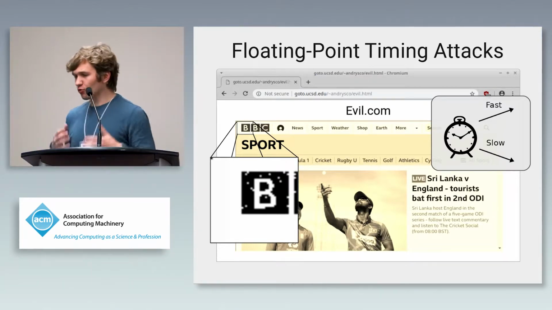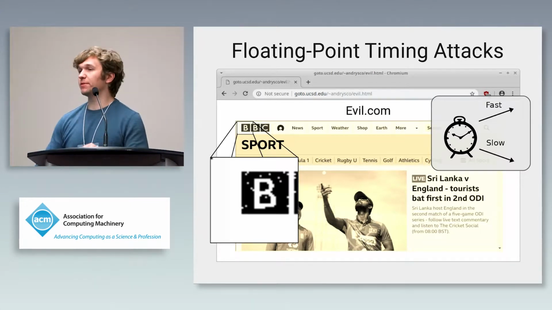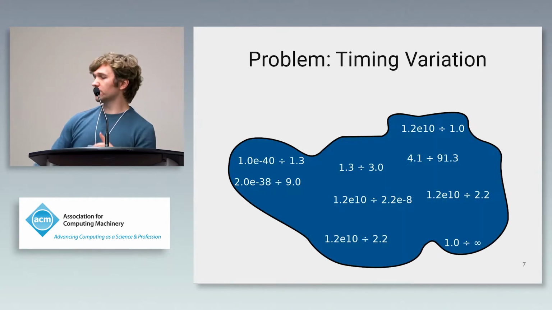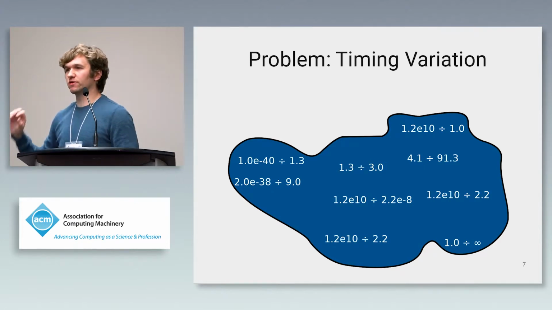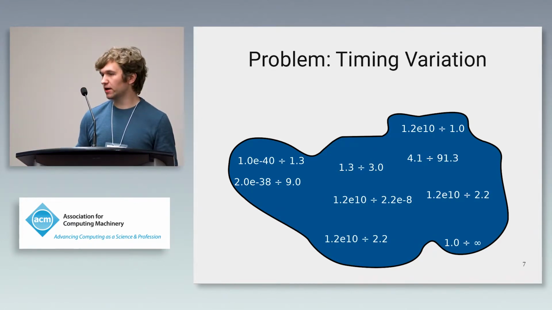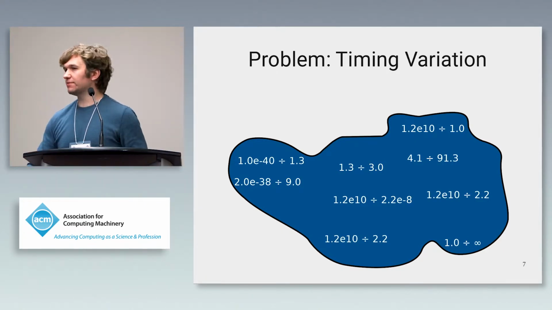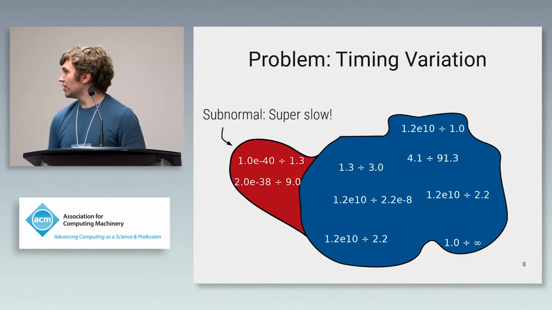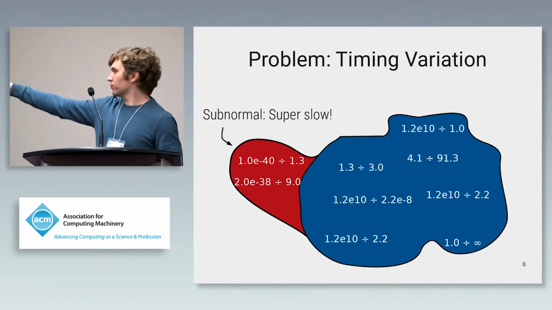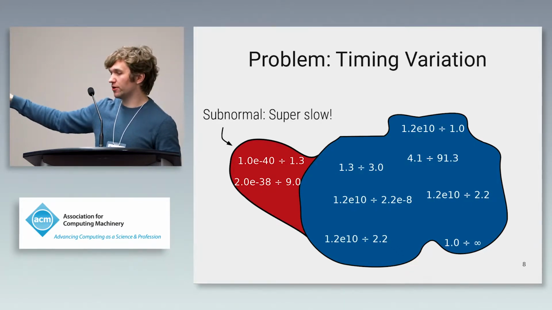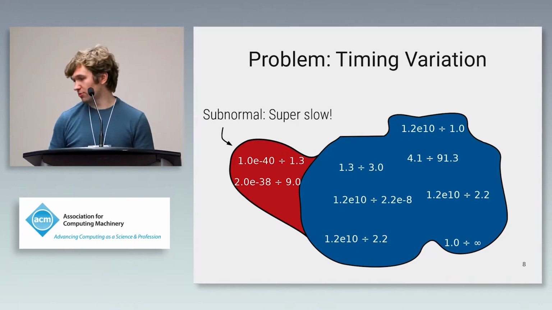The real reason why we see these types of things has to do with variations in the timing of floating point instructions. To give you a way of thinking about this, you can think of this blue blob here as the space of all floating point inputs. If you were to try to find out how long each one of these takes, you could time these instructions and see what the latency is. You would realize that there's this chunk here that has subnormal numbers, and they're super slow. What I mean by subnormal numbers is you can see that some of those values are extraordinarily small.